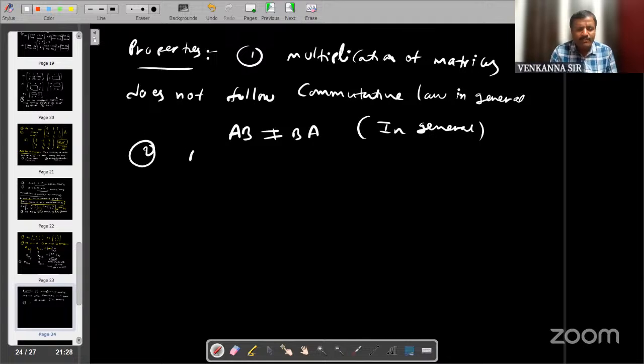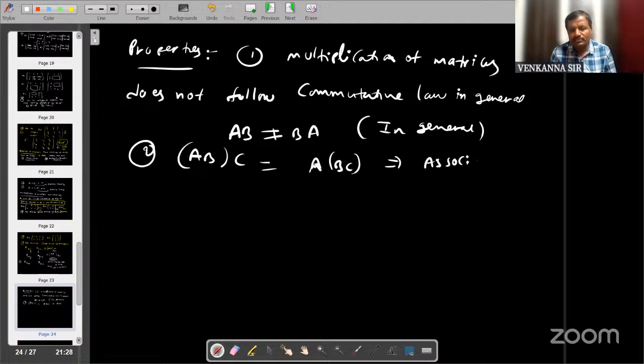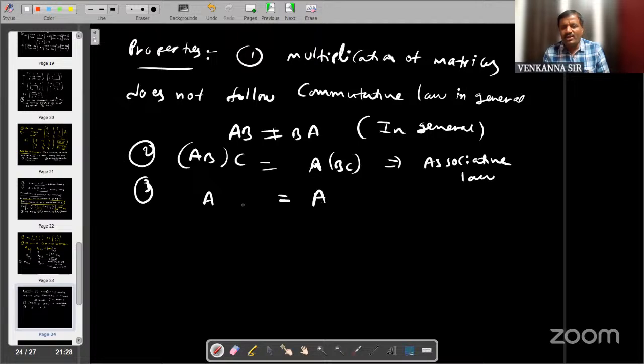Second, AB into C is equal to A into BC. It follows the associative law. Third, matrix A is there; to get the same matrix, which matrix is to be multiplied? Anybody? Can anybody guess?